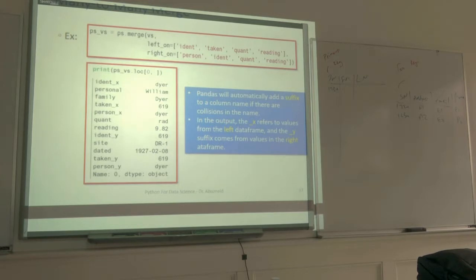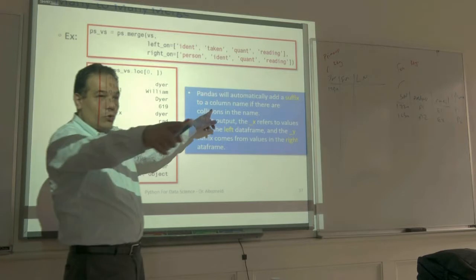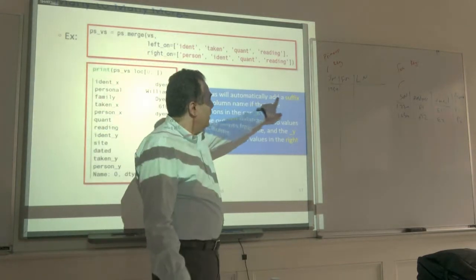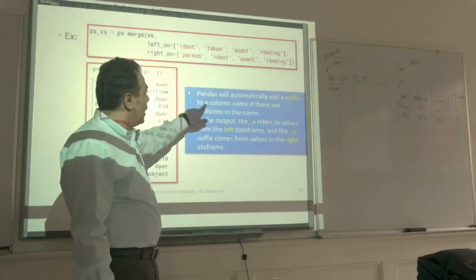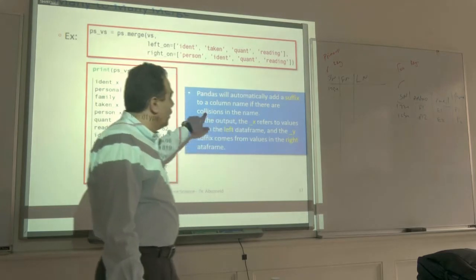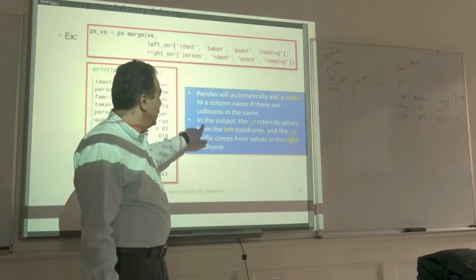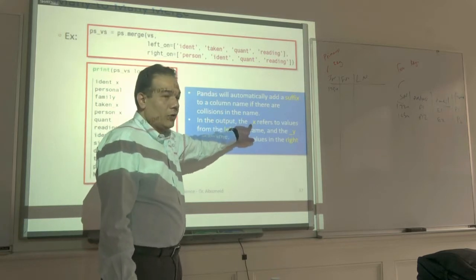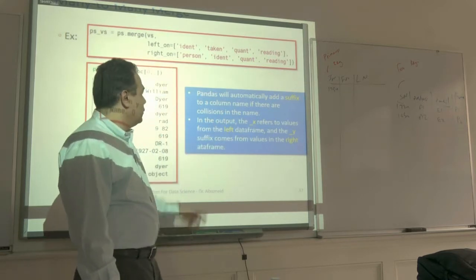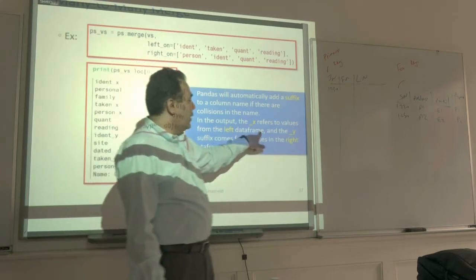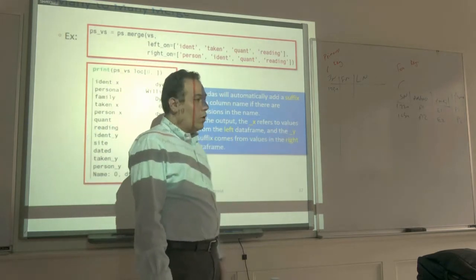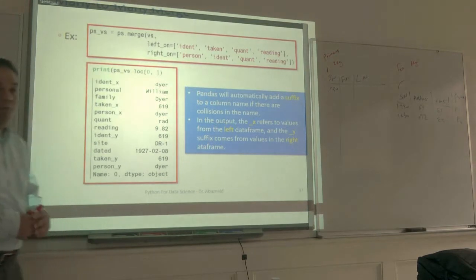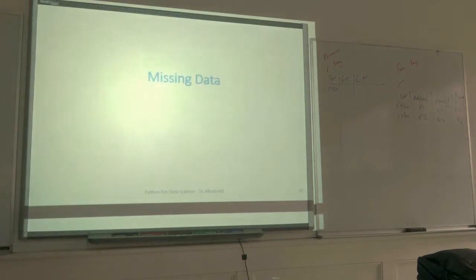All right. So that's your question: pandas will automatically add a suffix to a column name if there are collisions in the name. In the outer merge, underscore x refers to the values from the left data frame, and underscore y refers to the ones from the right frame. So it will take care of that for you.